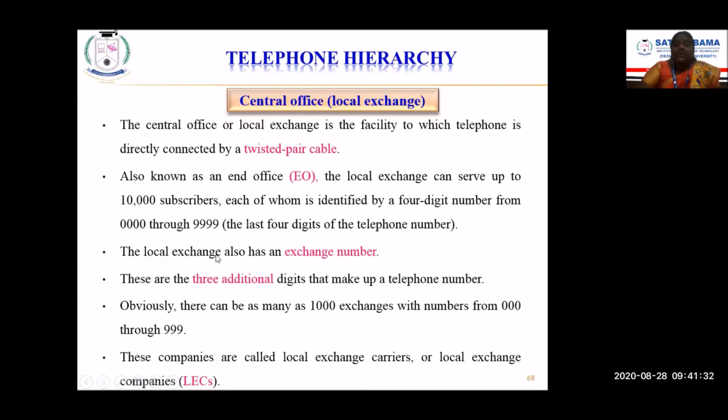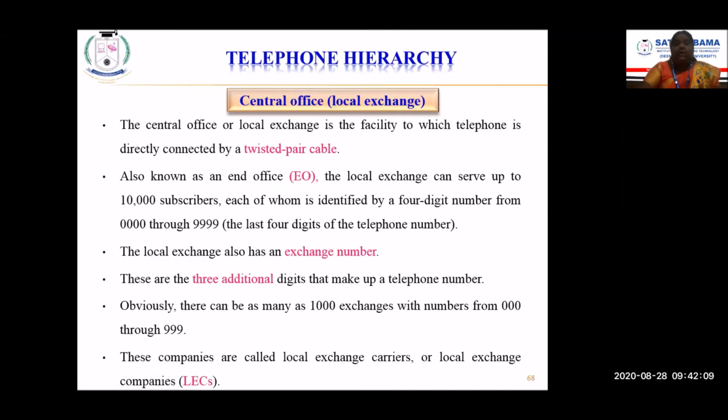The local exchange also has a specific exchange number. So there is a central office and an exchange number, which adds 3 additional digits that make up the telephone number. There can be as many as 1,000 exchanges, so the remaining 3 digits range from 000 to 999. How many digits are there here? 4 plus 3, therefore 7. The remaining numbers will be for your country code or the main exchanges.